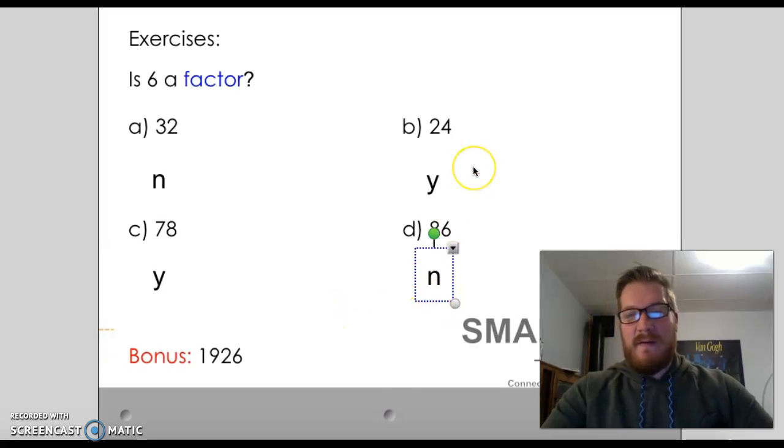And then 1926, that is a question that you can probably use long division for, because that will be 321. So yes, it will.